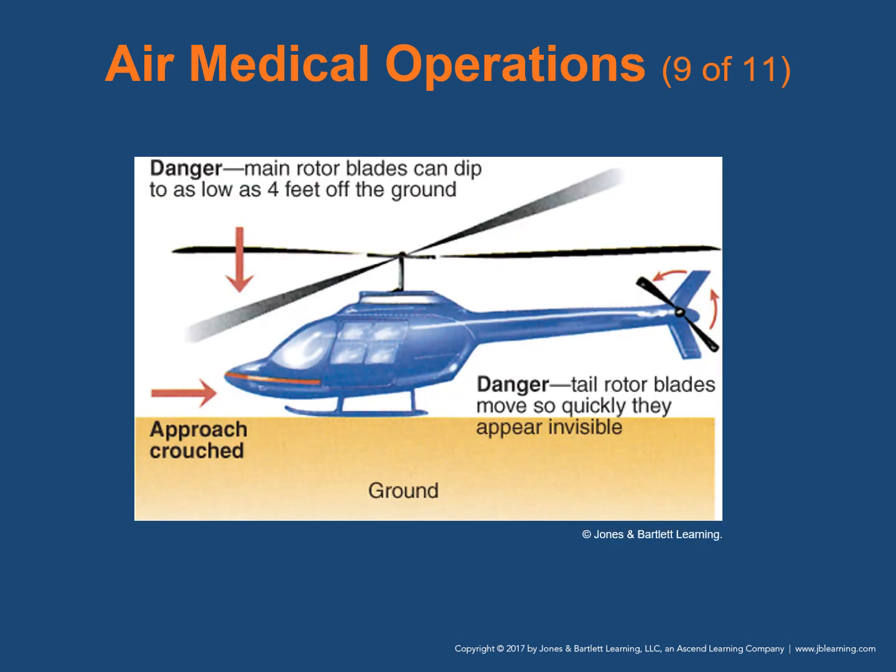This figure shows the danger zones surrounding a helicopter. The danger is the main rotor blades can dip as low as 4 feet off the ground, as I was just saying. So you approach in a crouched position, and also you want to watch out for the danger of the tail rotor, because the tail rotor blades move so quickly they literally are invisible. They look like a solid piece spinning. So make sure that you follow directions of the ground crew and be aware of the hazards of the aircraft itself.